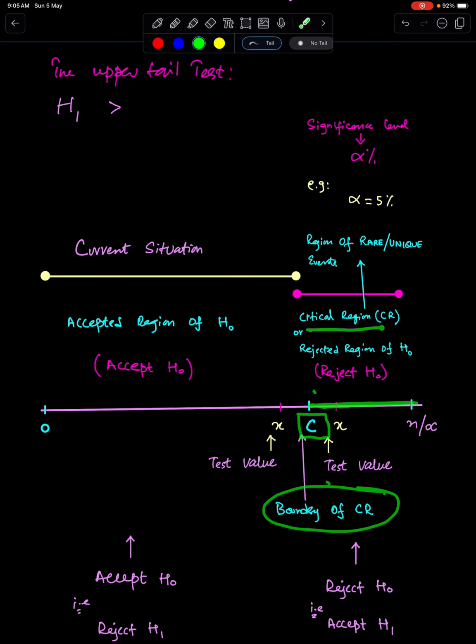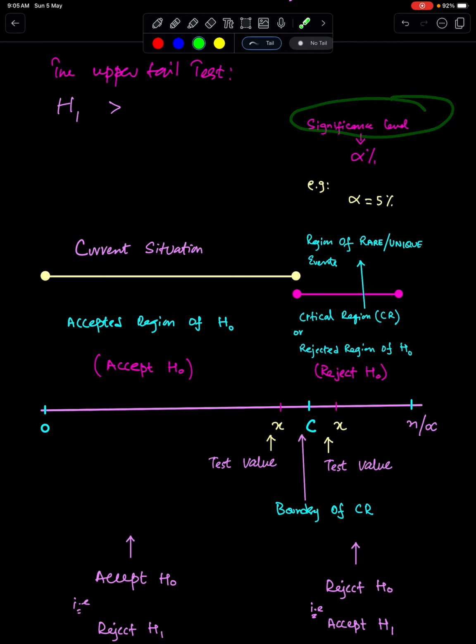Critical region CR, or region of rare or unusual events, is also known as the rejected region of H0. So critical region has two names: either you can say critical region or you can say rejected region of H0. Here H0 is rejected, or we reject H0 here. And the probability of critical region is alpha percent, the significance level. It could be any probability given in the question. Let's suppose it is 5% in this case. So this region has probability 5%.